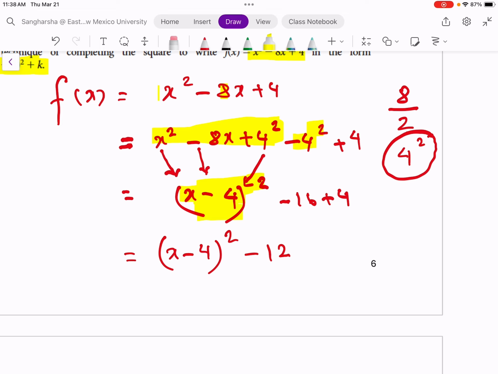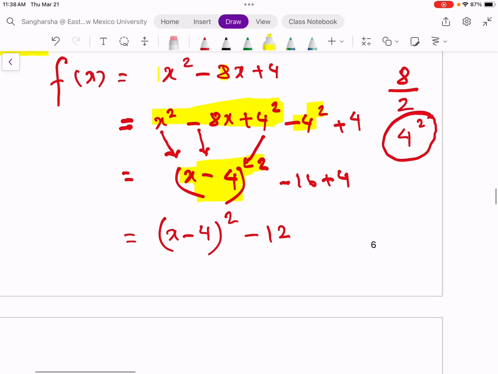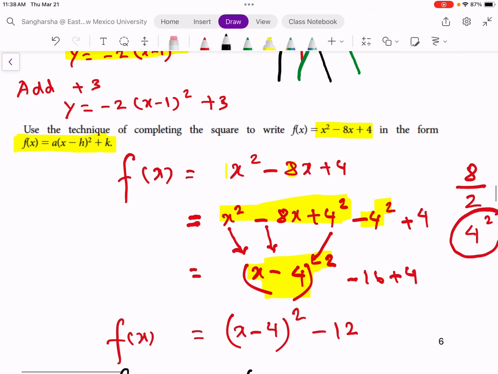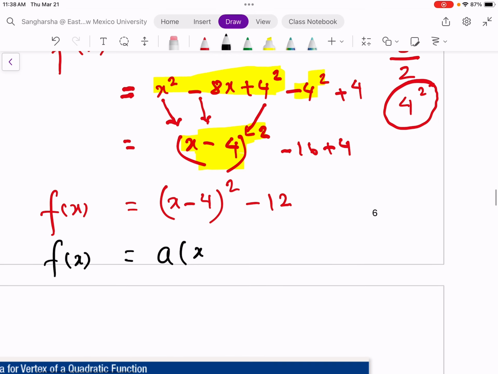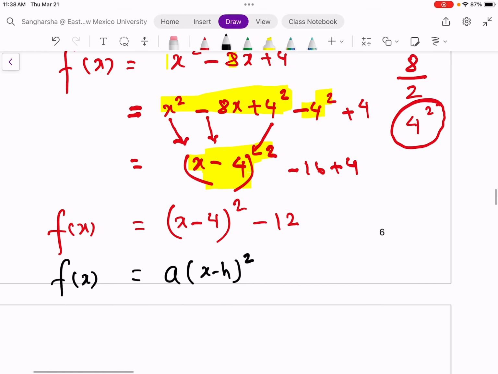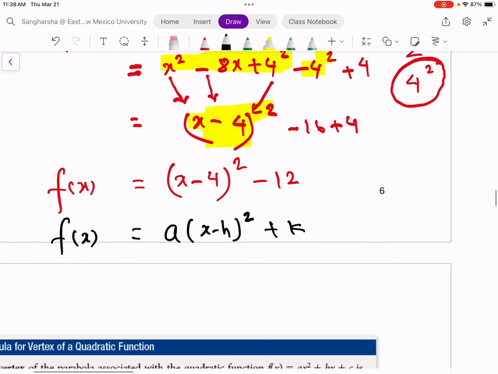Now we have this function, and it is in standard form. Let's compare this function with our standard quadratic function, f of x equals a times (x minus h) squared plus k. We want to know what h and k are, because that is our vertex.